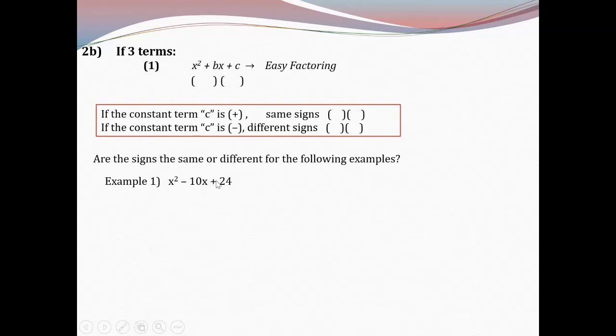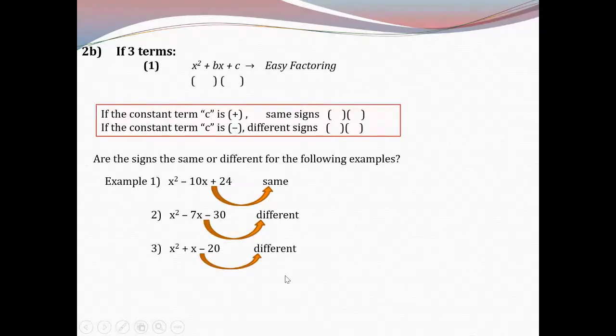So you always focus on the constant term, right? So you focus on the c here, guys. This is my constant term, and this is the sign of the constant term. So if it's positive, right, we go up here. If it's positive, same signs. Example 2, if it's negative, right, different signs. Example 3, if it's negative, again, different signs. Example 4, if it's positive, same signs.